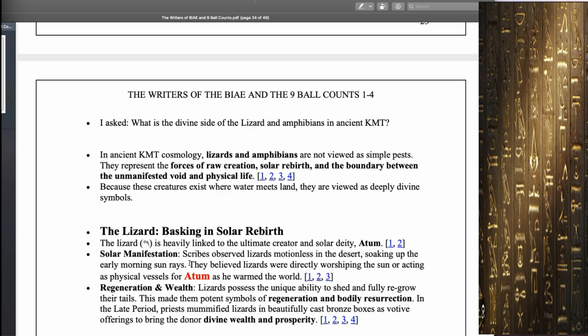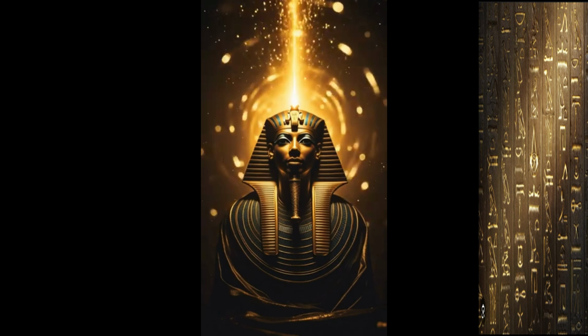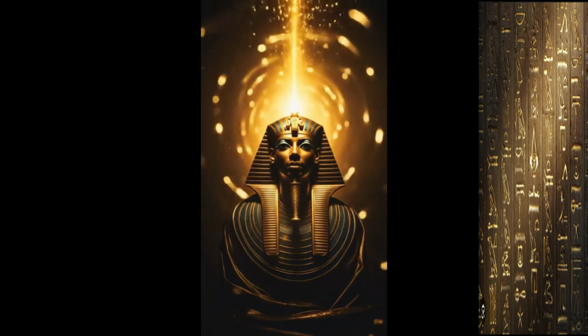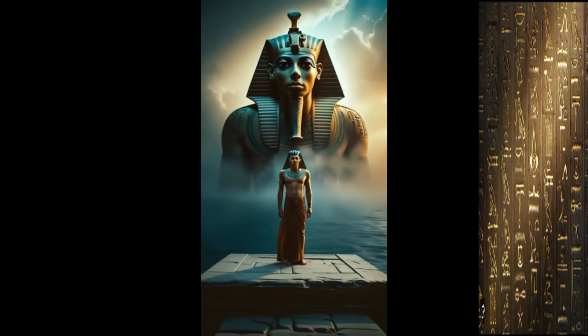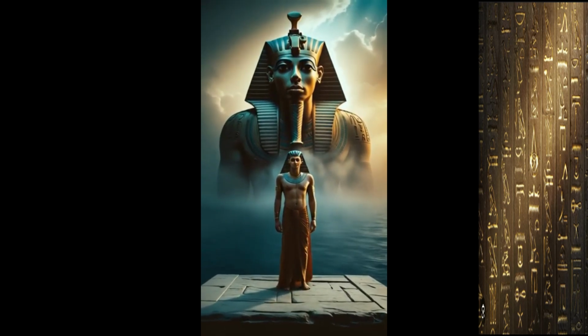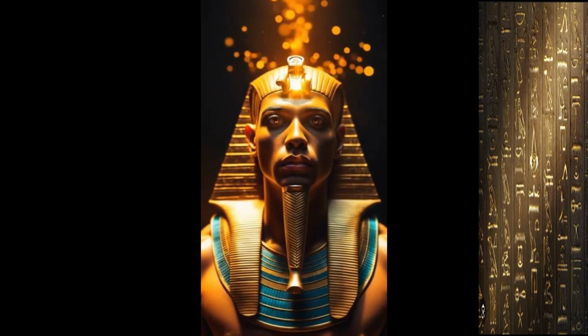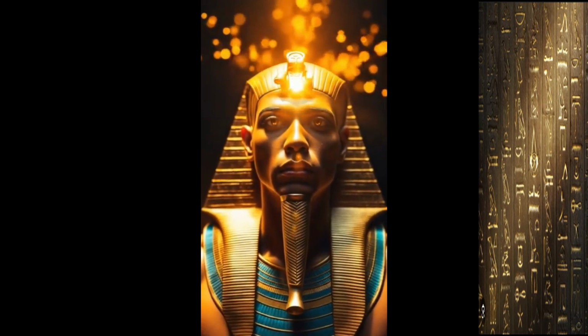The lizard is heavily linked to the ultimate creator and solar deity Atum. Before gods, before time, there was Atum, a god who created himself from nothing. Alone in the endless waters of Nun, Atum rose from the abyss with no parents, no origin. He willed himself into being, pure divine force, pure creation.